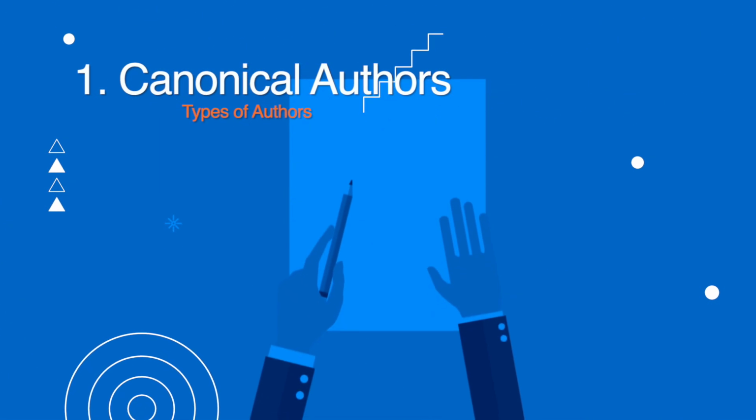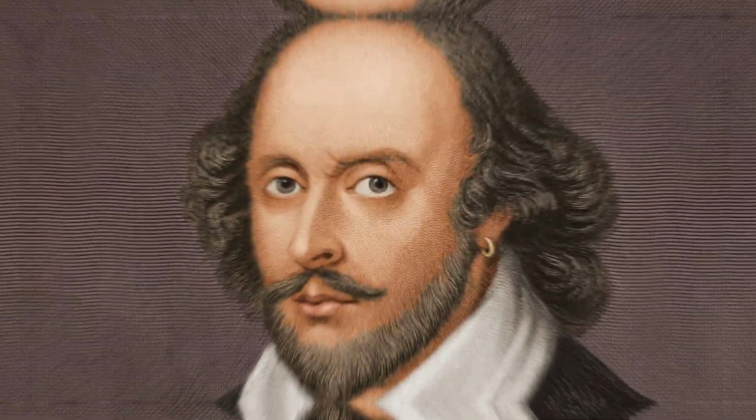The first one is canonical author. For example, Shakespeare, Charles Dickens or Jane Austen. Canonical authors mean that these writers have some common themes. Jane Austen used to write about society, so we put her under society, and Charles Dickens used to write a sort of social satire. So canonical authors have the same themes.